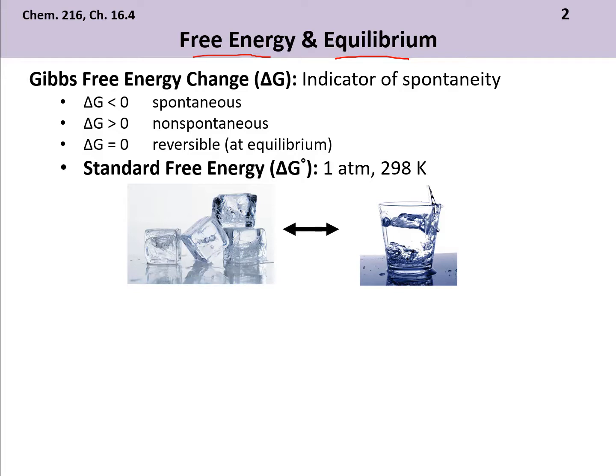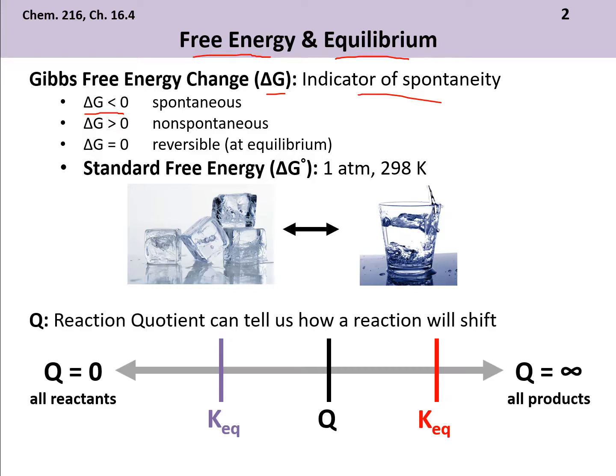Now remember free energy. Free energy, or delta G, told me whether something was spontaneous or not. If delta G is less than 0, it's spontaneous. Greater than 0, non-spontaneous. We also just found out about Q. Q is the reaction quotient, and it tells us how far between all reactants and all products we have.